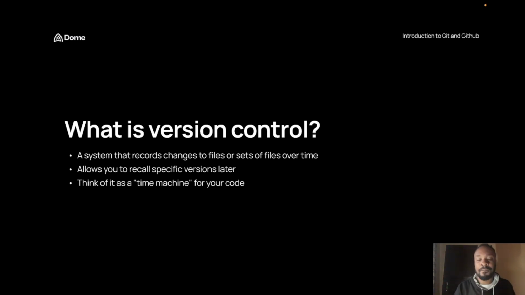For example, let's say the colors of the buttons of the website were blue before and now they're currently red. With version control systems, you can actually switch back to the time when they were red. Maybe your customers prefer them red and you just say, okay, let's switch back to the time when they were red. It simply acts like a time machine for your code.